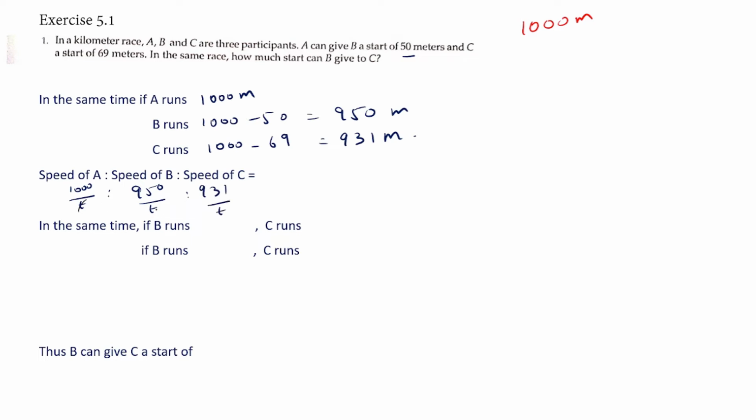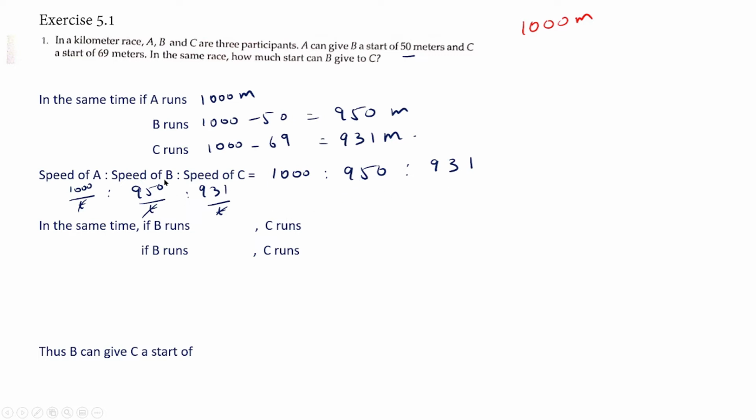Since this is a ratio, all these terms will cancel. So speed of A is to speed of B is to speed of C is equal to 1000 is to 950 is to 931. So this is the ratio of their speeds.